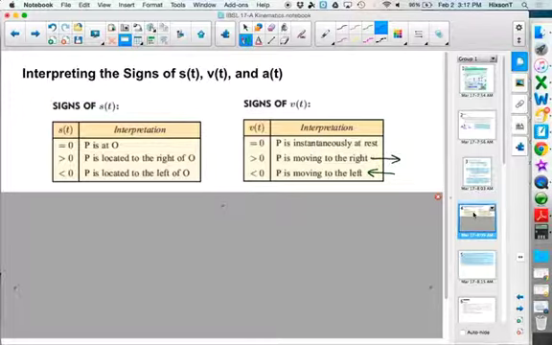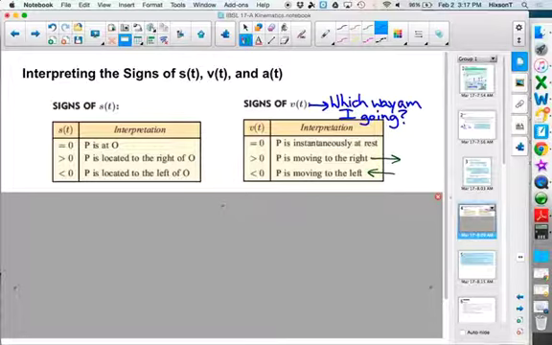The signs of v of t. When you're thinking about velocity, you have to think of which way am I going? It doesn't matter if you're speeding up or slowing down. Which way are you actually going at that moment? That's your velocity. So, if your velocity is 0, you're not going anywhere at that moment. You're at rest.